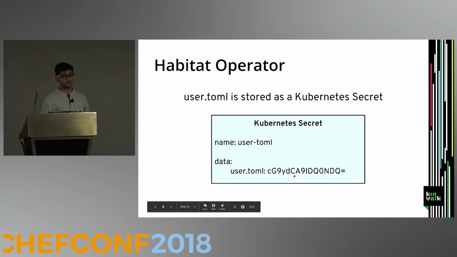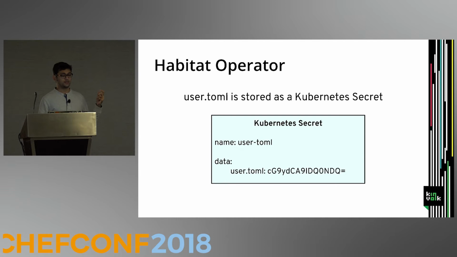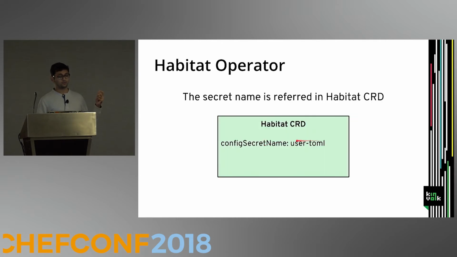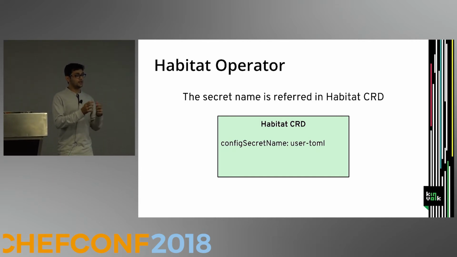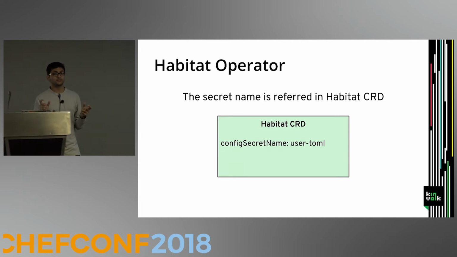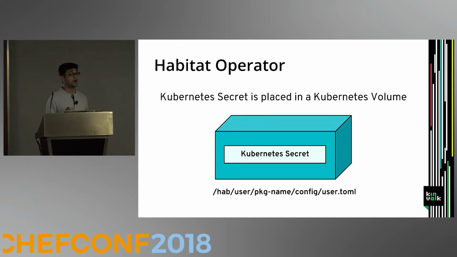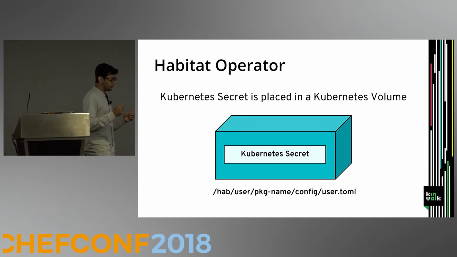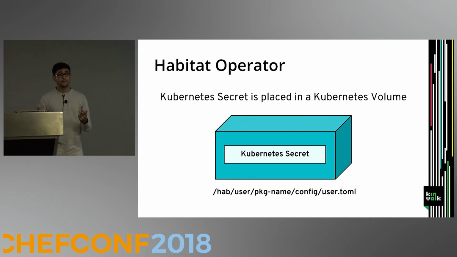Now, what this secret does is that we now have a Kubernetes object. We pass the name of the secret. Keep a lookout on the name here. We pass this name to the Habitat CRD by the key config secret name. This tells Kubernetes that this specific Habitat object needs to find this specific Kubernetes secret. And we use this Kubernetes secret inside a Kubernetes volume and mount it in the path where Habitat expects it. So now, if Kubernetes places the user.toml file at that path, the Habitat supervisor can pick up the changes in it and naturally apply them.